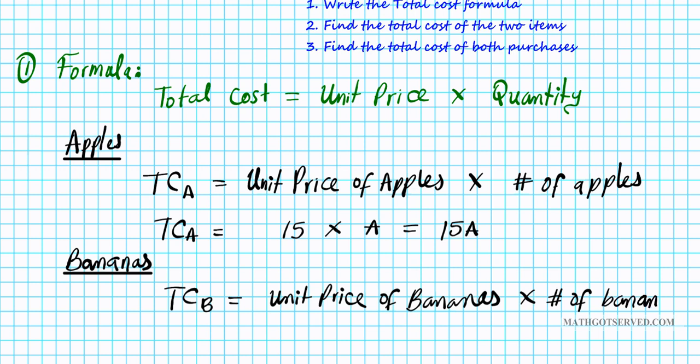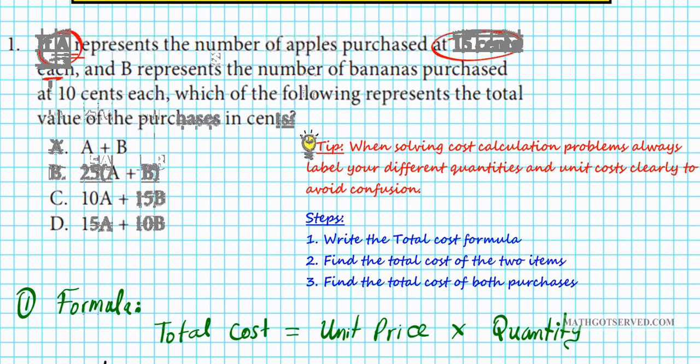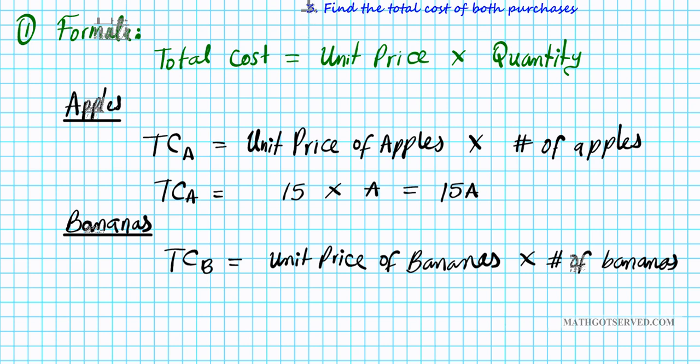Okay? All right, so let's go back to the question. Try not to confuse things here. What was the number of bananas that was purchased? B represents the number of bananas that was purchased. What is the unit price of bananas? 10 cents each. That's the unit price of bananas. So that is what we're going to use to set up the total cost equation for bananas. All right, so total cost of bananas is equal to the unit price, which is 10, multiplied by the number of bananas bought, which is B. If you multiply 10 times B, you have the expression 10B.